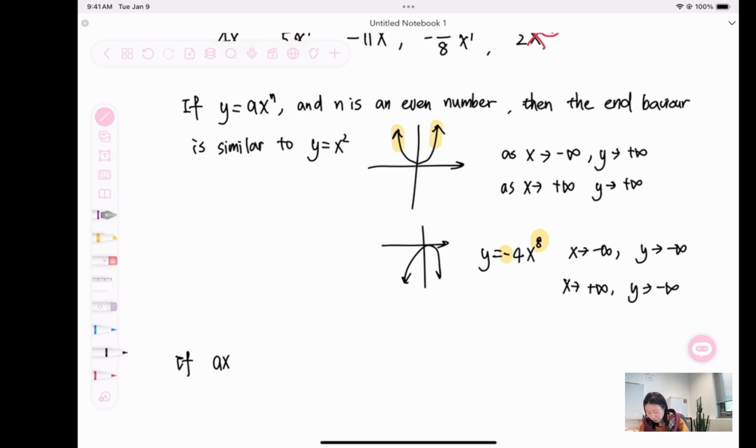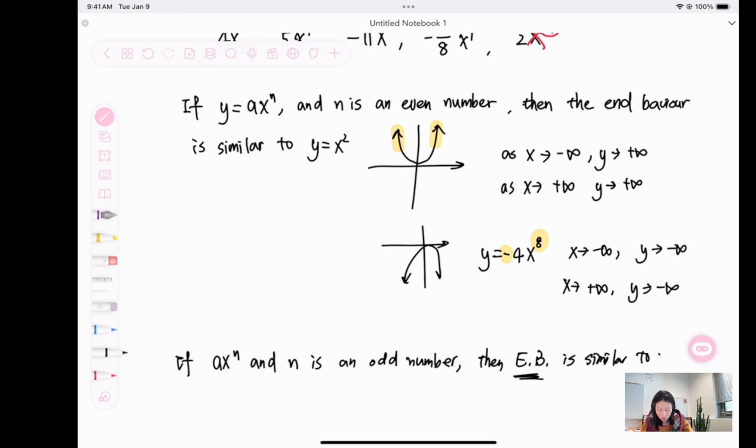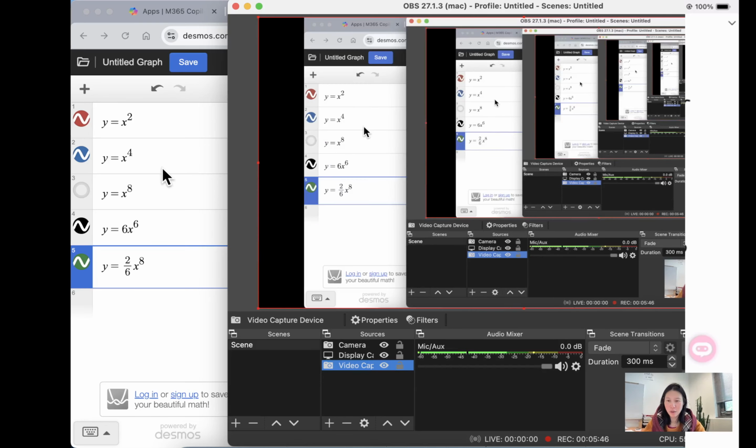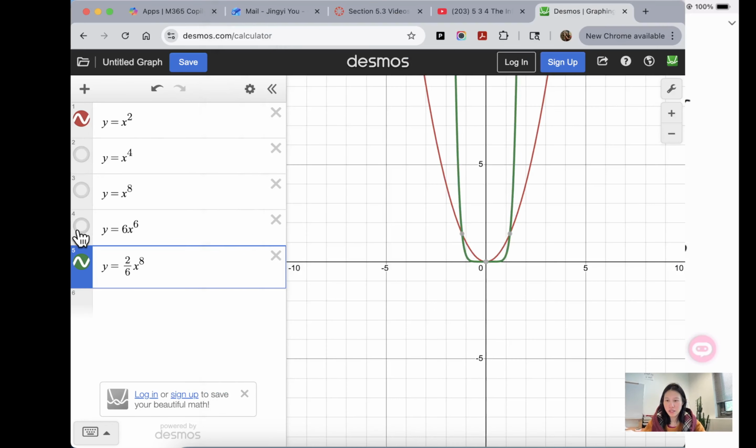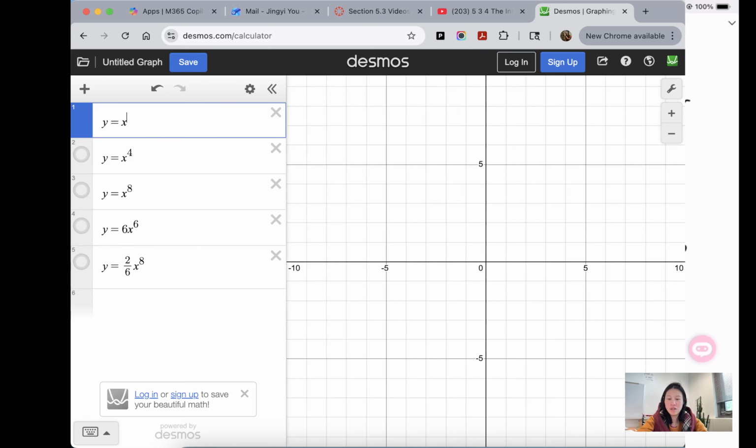Now, you can make a guess. If the power function is a x to the n, and n is an odd number, what do you think that will look like? Then the end behavior is similar to y equals x cubed. Now, let's check that with our decimals. Close it. Now, the first one, I change it to 3. Look, we know that x cubed looks like a snake or an S shape.